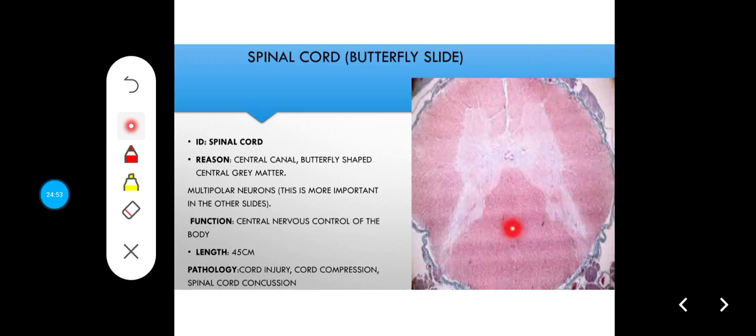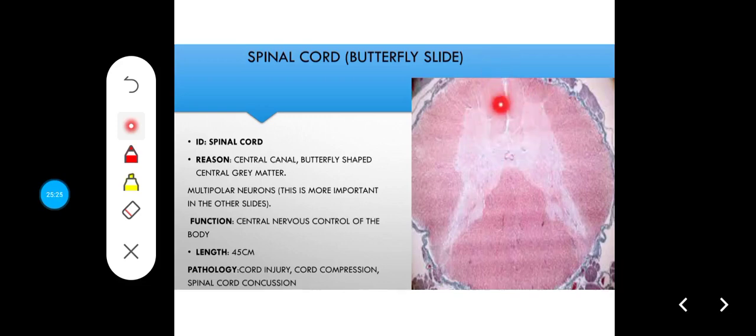So the white matter is this part. So this is the anterior part of the spinal cord. The anterior half is from here to here. Then from this level down is the posterior. So this is the posterior gray column. This is the anterior gray column.